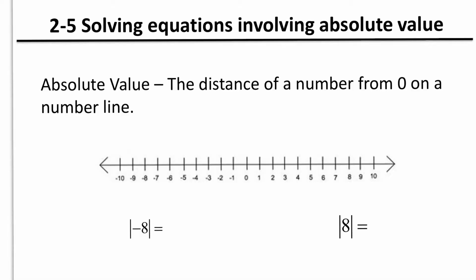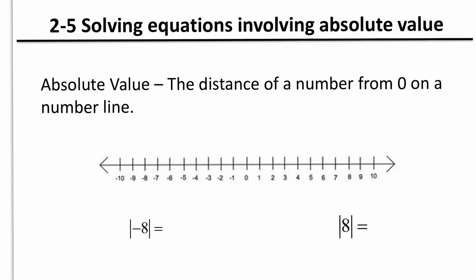Hey, what's up guys? This video is for section 2.5, which is solving equations involving absolute values. And the first thing we need to know is what is an absolute value. So the definition of absolute value is the distance of a number from 0 on a number line. So that's why you see a number line here on the screen.